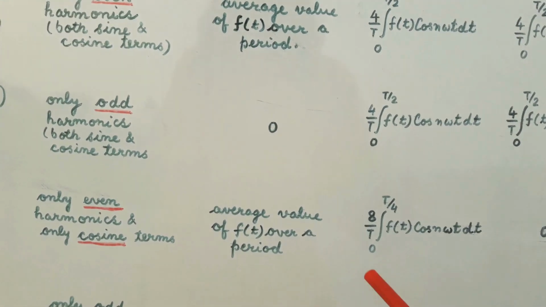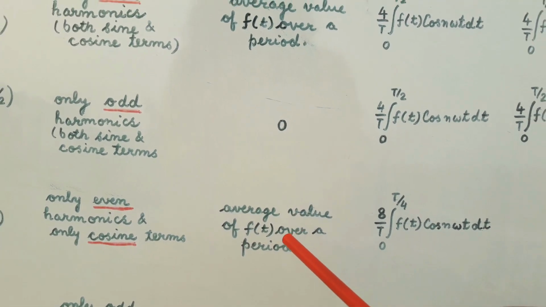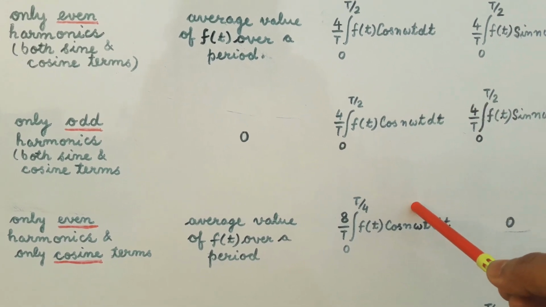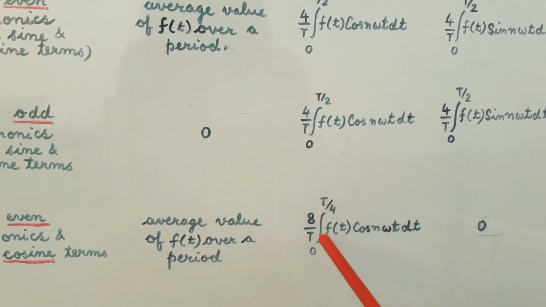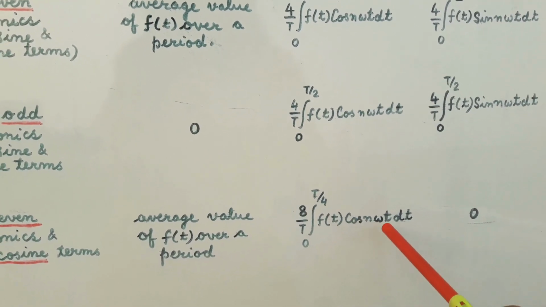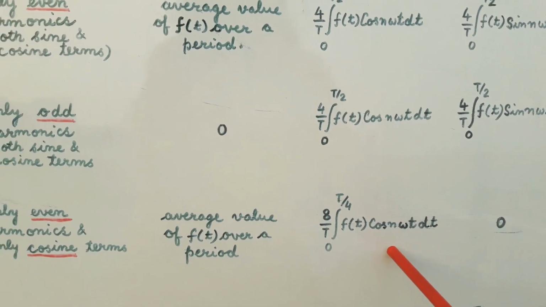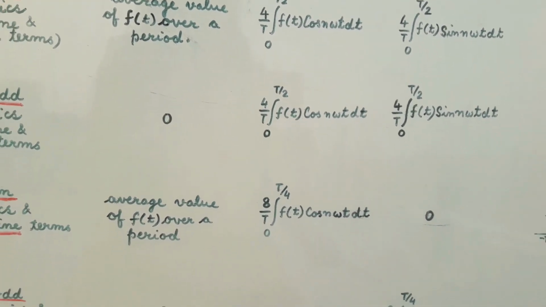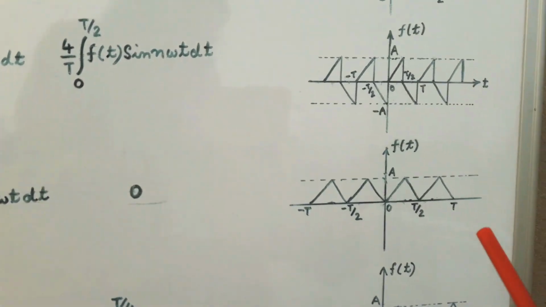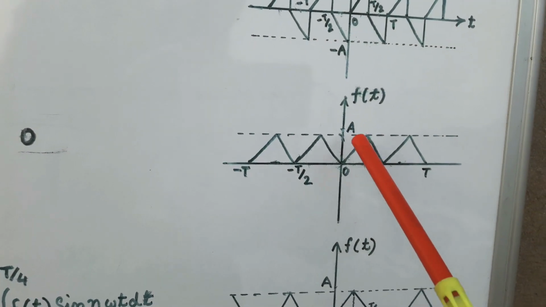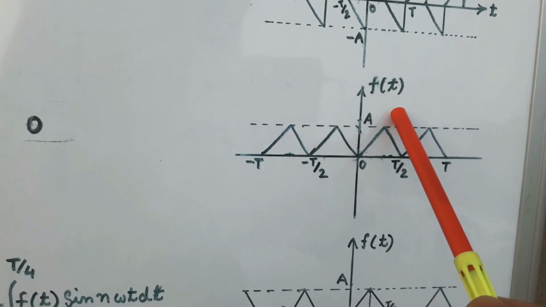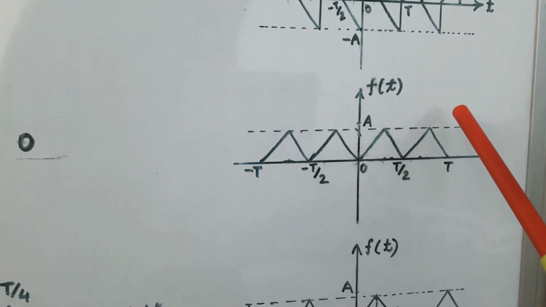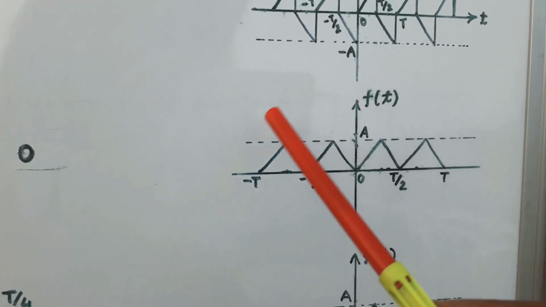So, we will have to calculate only the value of a0 by 2, which will be equal to the average value of f t over a period, and the value of an in this case will be equal to 8 by T integration 0 to T by 4 of f t cos n omega t dt, and because this function contains only cosine terms, the value of bn will be substituted as 0. An example of such type of function which satisfies both the conditions is shown in this figure.